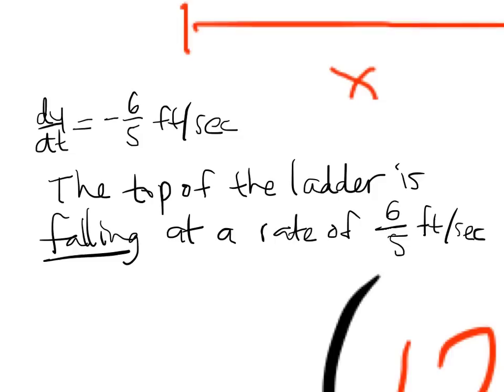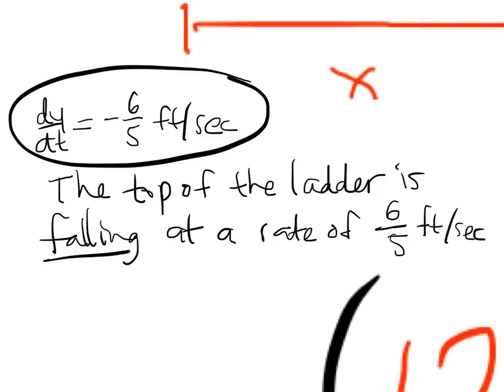And if you're saying, why aren't you saying negative like your answer up here did? Well, the whole point is, if you say the word falling, you're already telling the person that it's shrinking. So if you say falling at a rate of 6 over 5, that would be accurate. You could also say the distance between the top of the ladder and the ground is changing at a rate of negative 6 over 5. But I think this way of explaining the sentence makes a lot more sense.